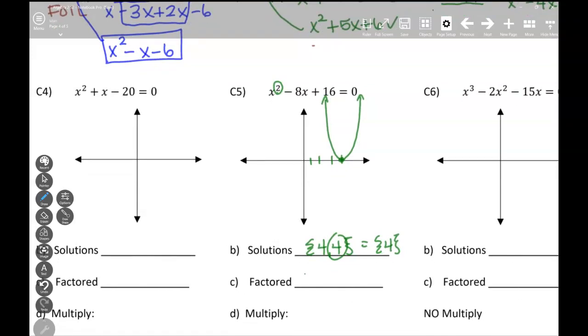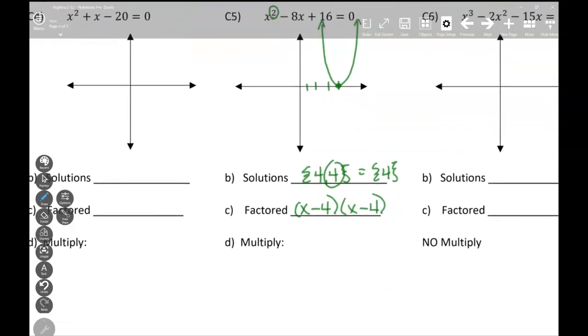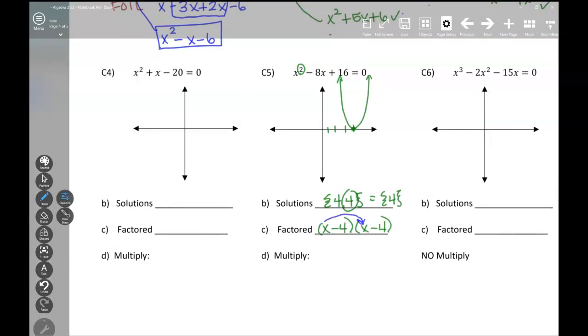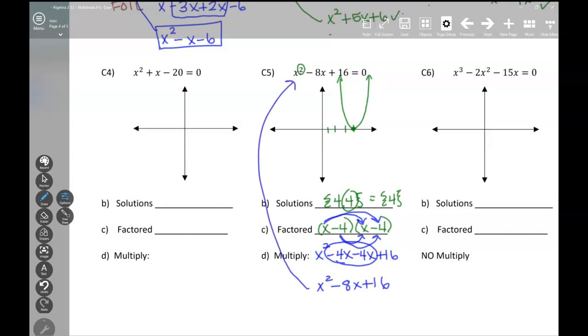Now, when I go to write that, I'm going to flip-flop my answers, so x minus 4 and x minus 4. And then we are going to FOIL it to check our solution. So first is x times x, which is x squared. Then you have outside, negative 4x. Then you have inside, negative 4x. And then last, which is positive 16. From there, you're going to combine your middle two terms, which gives you x squared minus 8x plus 16. And you will see that it does check out. So you were correct.